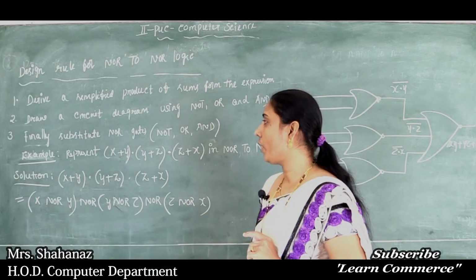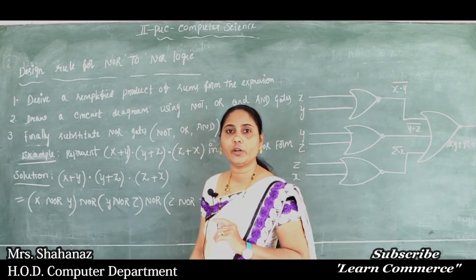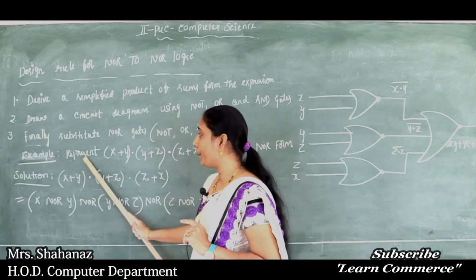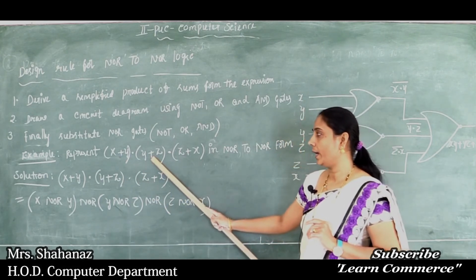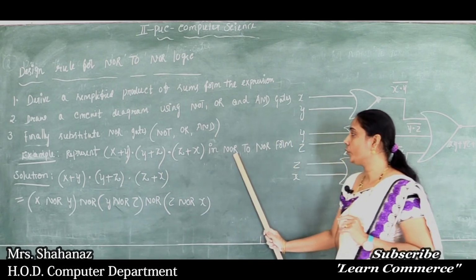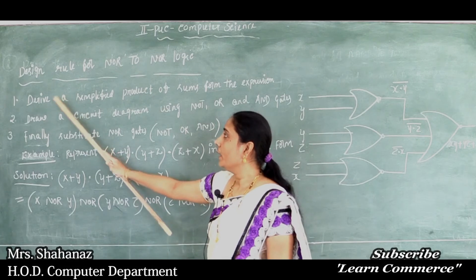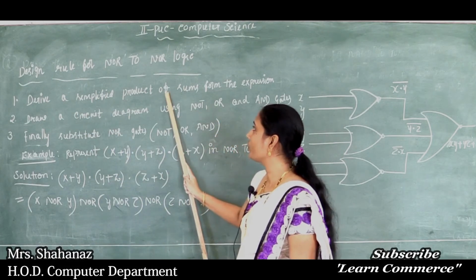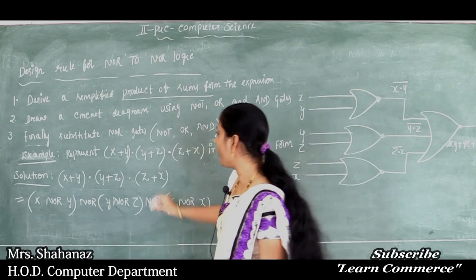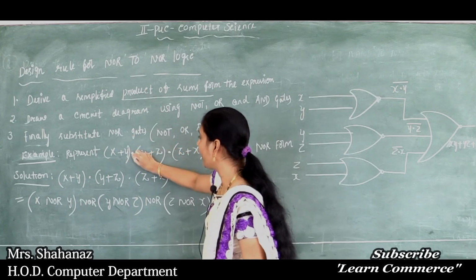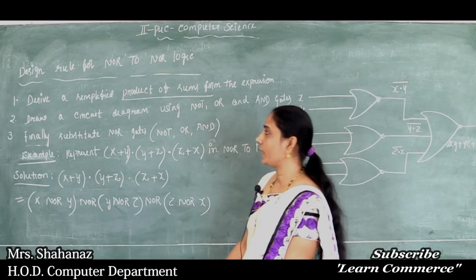Now I am going to start. Before starting, what's the example for NOR to NOR logic? Example: represent (x plus y) and (y plus z) and (z plus x) in NOR to NOR form. Okay, so this is the question. So we know step 1: derive the simplified product of sum form. The product of sum, with a plus in between. So we completed the first step.